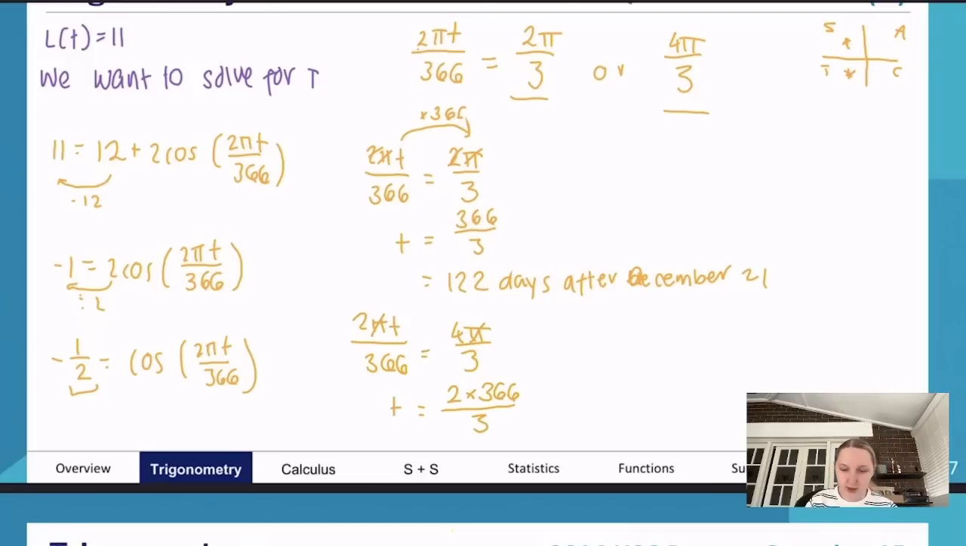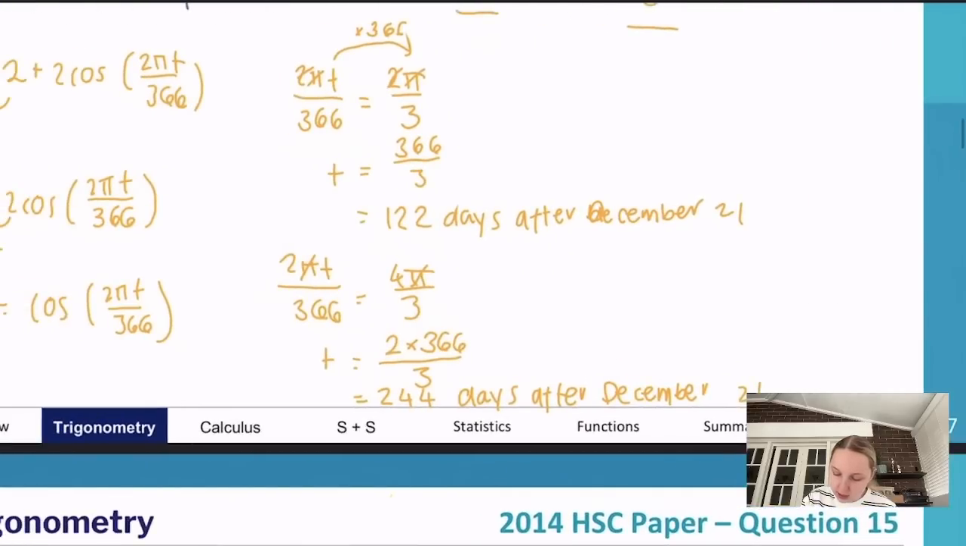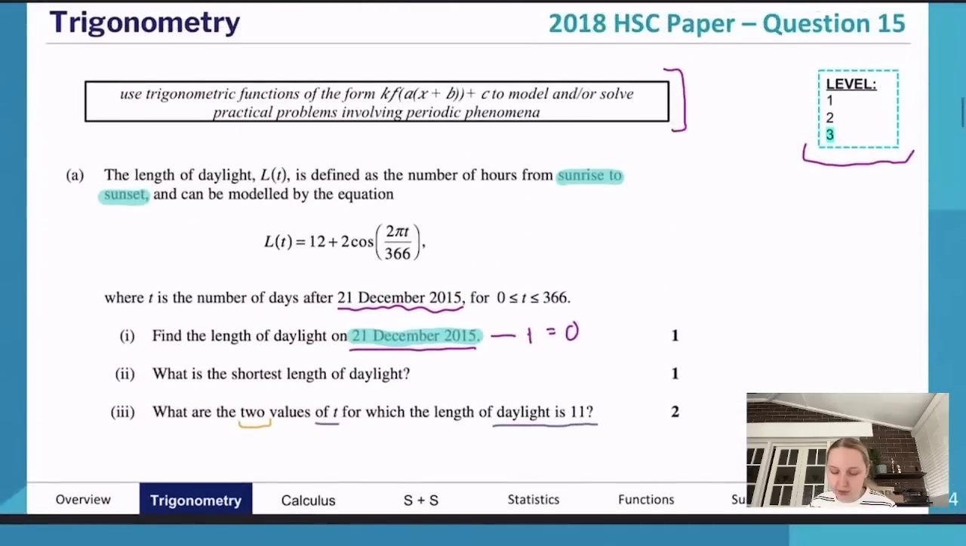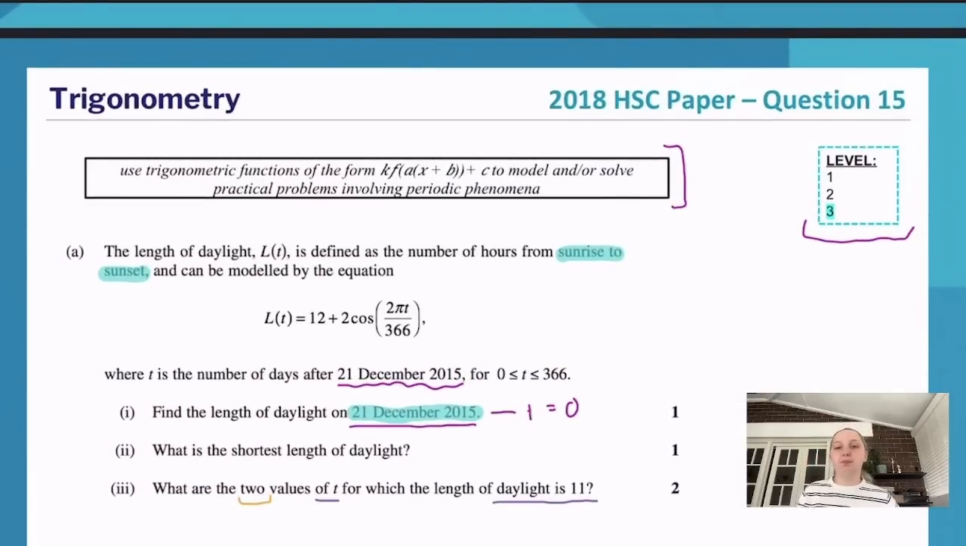If we work that out, we'll just use a calculator really quick. Then we're going to get 244 days. I'm just going to write this one more thing. Therefore, t will equal 122, or 244. And that's how we solve for part I.